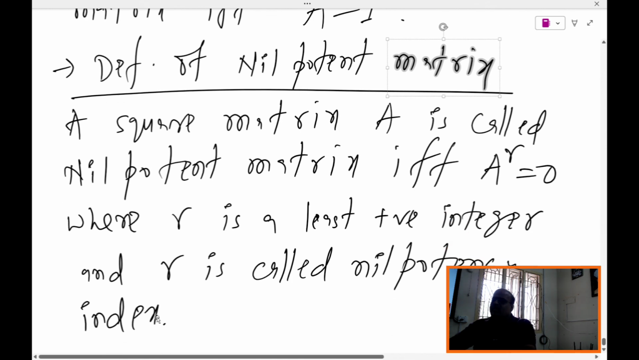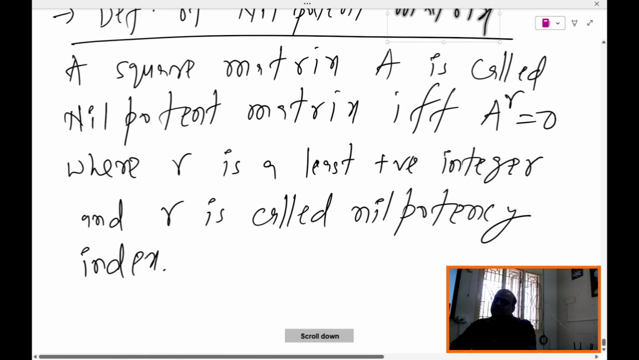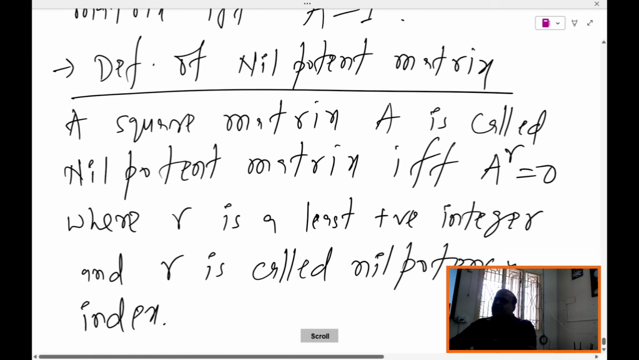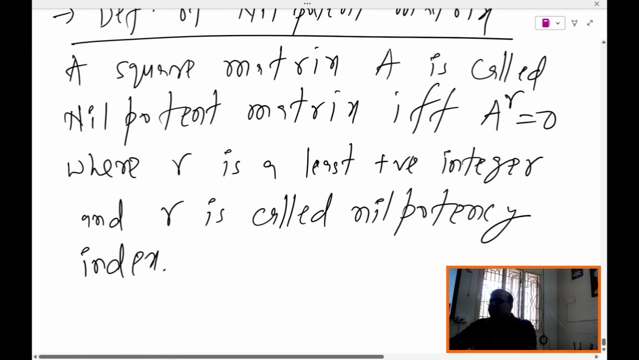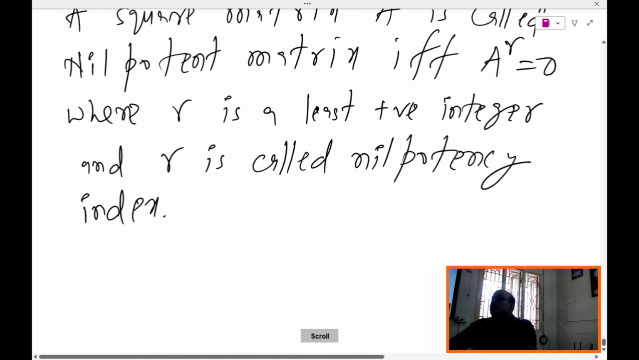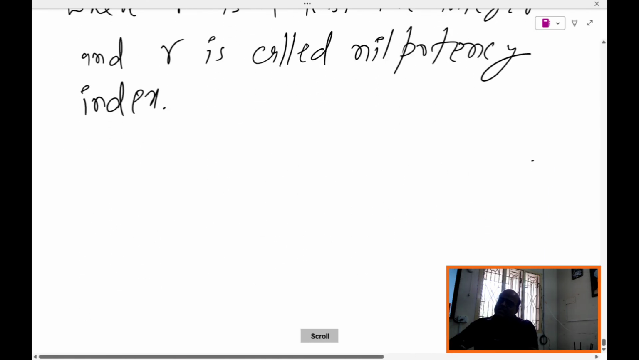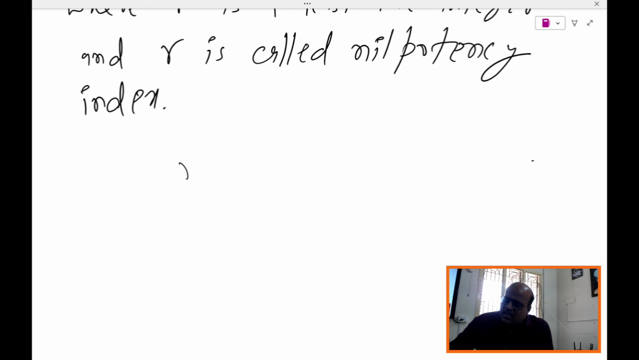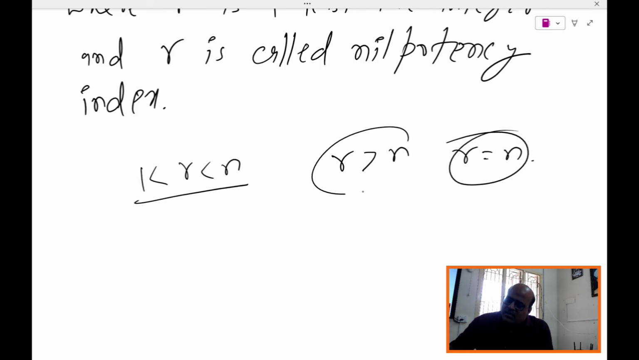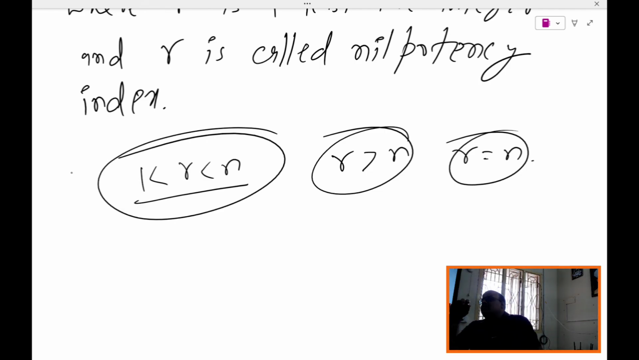Nilpotent matrix: A power R is equal to 0, where R is the least positive integer. R is called the nilpotency index. About this R, later we will discuss whether R is less than n, between 1 to n, or greater than n, or R is equal to n. About the nilpotency index, later we will discuss what will be the exact index.